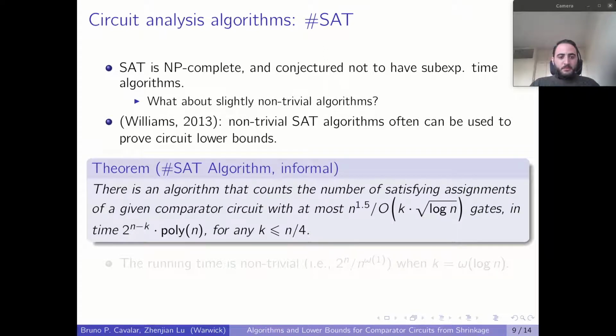So our theorem: we show that there is an algorithm that counts the number of satisfying assignments of a given comparator circuit with at most n to the 1.5 gates, taking time that is non-trivial. Those numbers are easily seen to be non-trivial when k is little omega of log n. The runtime becomes 2 to the n over a super polynomial factor.